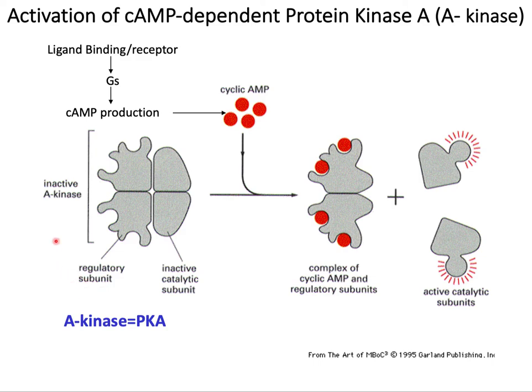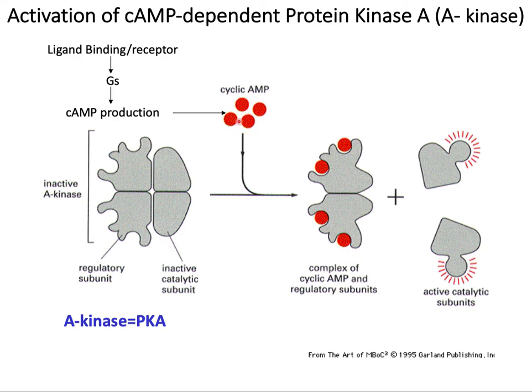Sometimes it is referred to as A kinase, sometimes it is just abbreviated as PKA. So the protein kinase A is a fairly large kinase. Remember that kinases are the proteins or enzymes that can phosphorylate other proteins. So PKA contains 2 regulatory subunits and 2 catalytic subunits. When all 4 of these subunits are interacting with each other, the PKA is inactive. So it is an inactive A kinase.